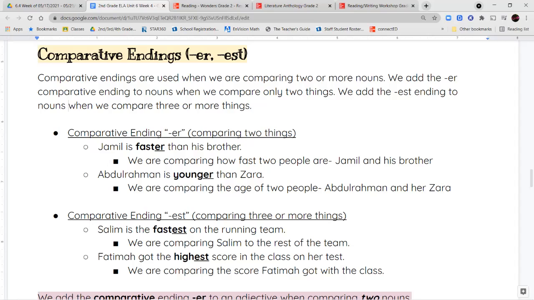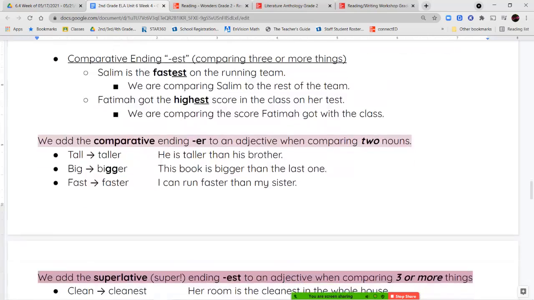Now, when we're adding EST, it means we're comparing three or more things. We're adding a group. So I can say Salim is the fastest on the running team. So I'm comparing Salim, one person, to the whole team. So that's three or more people. Or I can say Fatima got the highest score in the class on her test. So I'm comparing the score that she got to the score that everyone else in the class got.